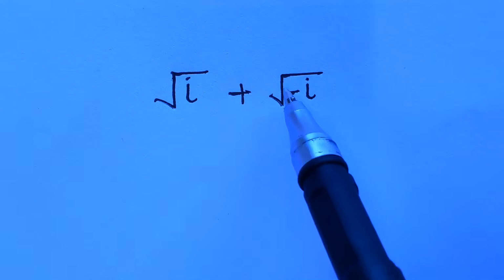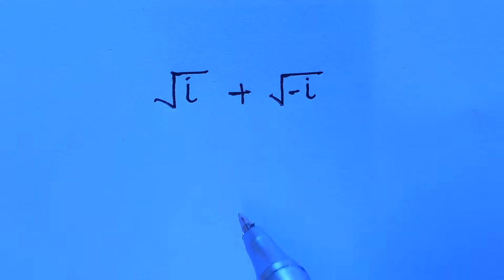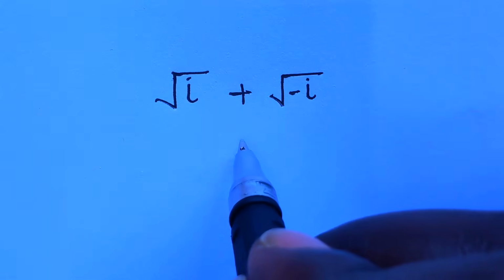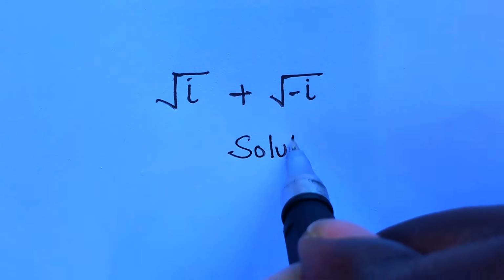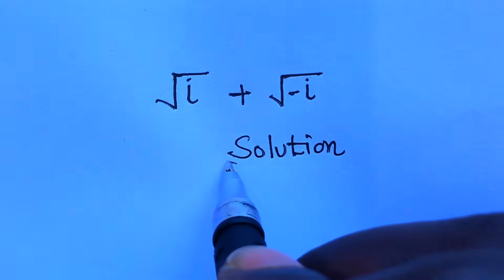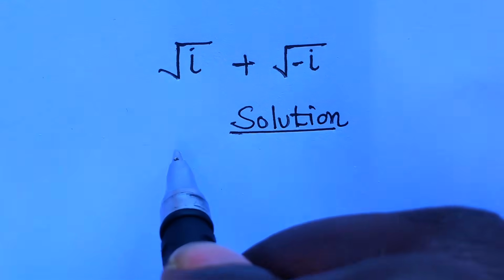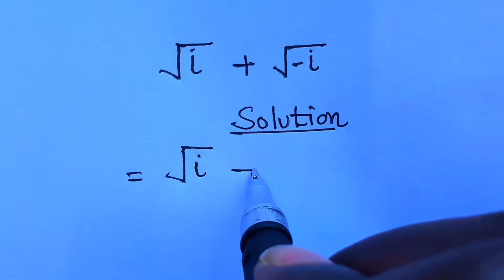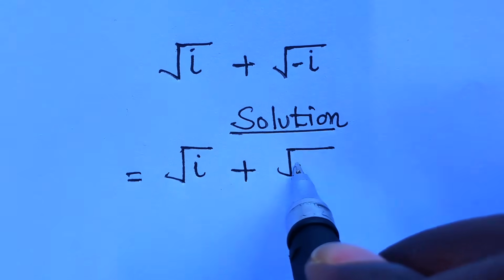Square root of negative I plus square root of I equals what? We're going to solve this question very quickly. Let's provide a solution. Here we shall copy: equal to square root of I plus square root of negative I.